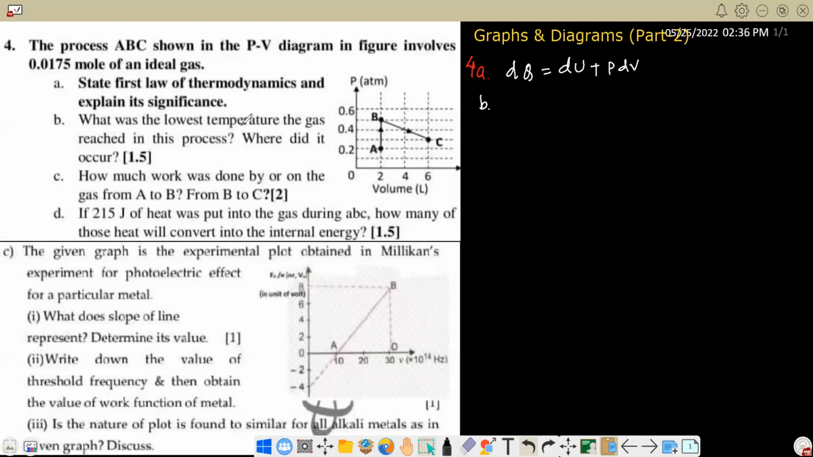What was the lowest temperature the gas reached in this process? Where did it occur? Okay, so if we just look at this diagram, in this diagram the system is at constant volume. If it is at constant volume, then no external work is done there, so all the supplied energy changes into internal energy.